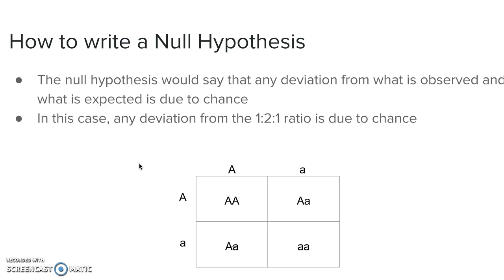Before we can start solving for chi-square, we have to be able to write a null hypothesis. The null hypothesis basically says that any deviation between what is observed and what is expected is due to chance. So in this case, if a heterozygous male and a heterozygous female were to have offspring, then the ratio would be 1 to 2 to 1, and any deviation from this is solely due to chance.